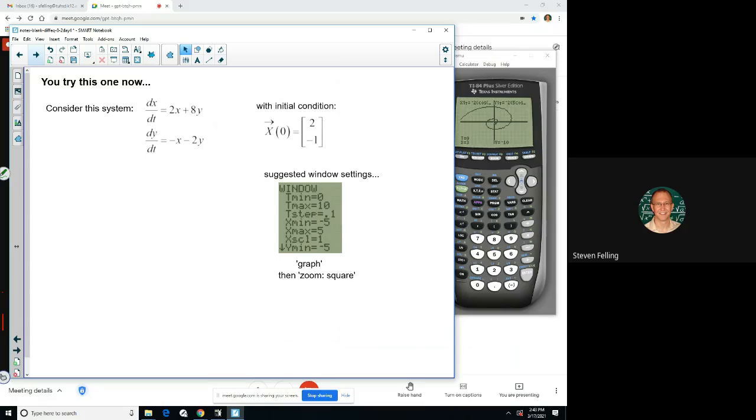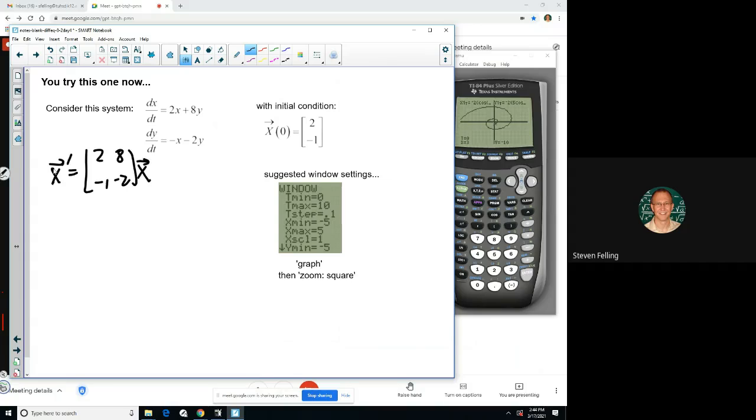Okay, so assuming that you've had a chance to try this on your own, let me go ahead and do this completely. We've got the system here in matrix form. We would write it like this. So let me do that here in black. We've got x prime is going to equal the coefficient matrix 2, 8, -1, -2, times x, and this is homogeneous, so there's no extra stuff out here.